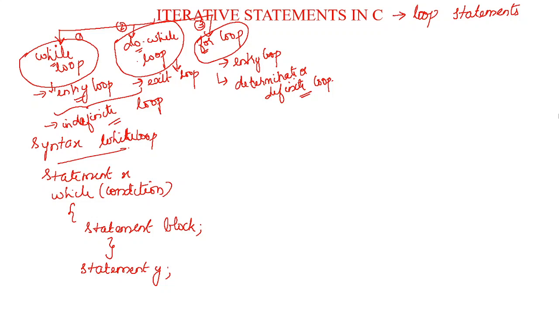What is the meaning of this? You are checking a condition. If the condition is true, then it enters into the loop and the statement block will be executed. If the condition is false, it will come outside the loop and execute the statements outside the loop, the sequential statements. Are you able to understand? So this is the syntax of your while loop.